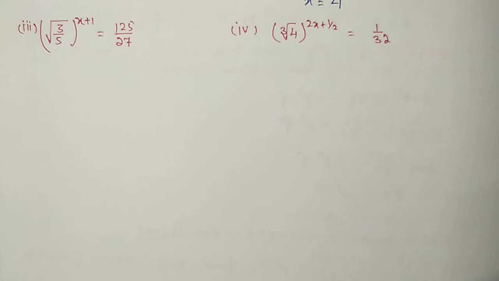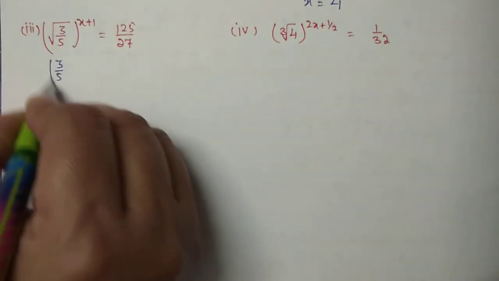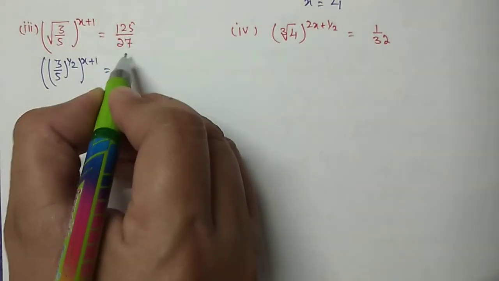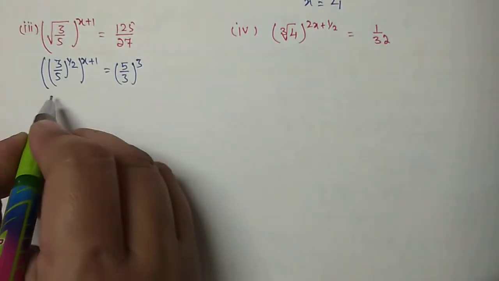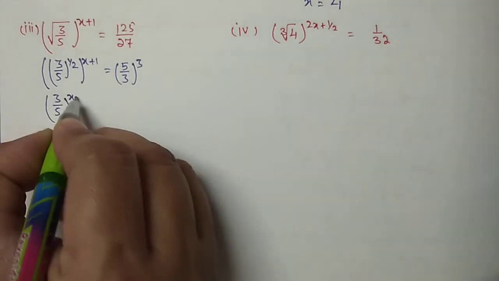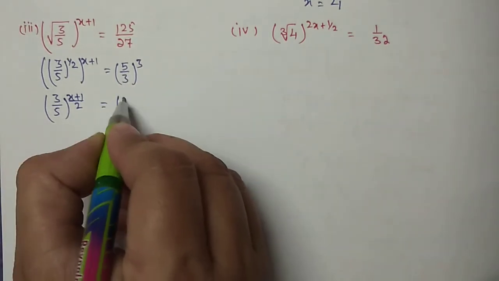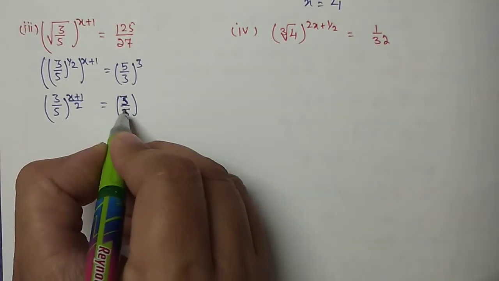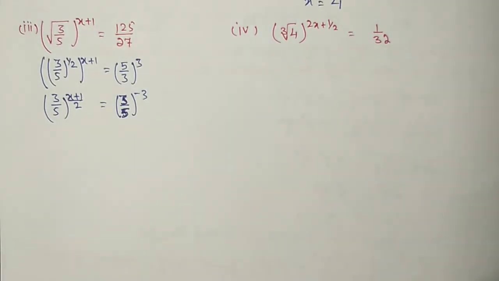Third part, root of 3 by 5 power x plus 1 equal to 125 by 27. So this 3 by 5 root means 3 by 5 power 1 by 2 whole to the power x plus 1. This we can write as 3 by 5 to the power x plus 1 by 2. This side also we will change it. We will write it as 5 by 3 to the power 3, which is 3 by 5 to the power minus 3. We will make the base same, then only we can do the comparison of left side and right side.